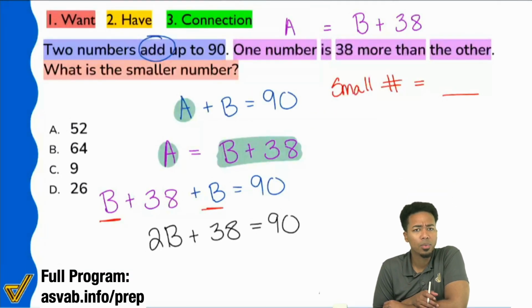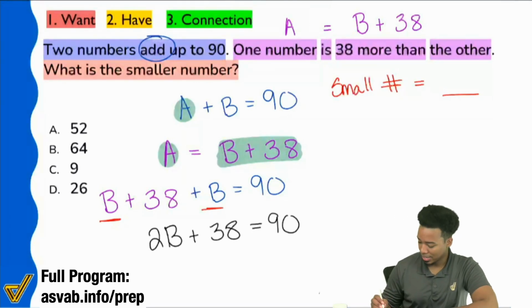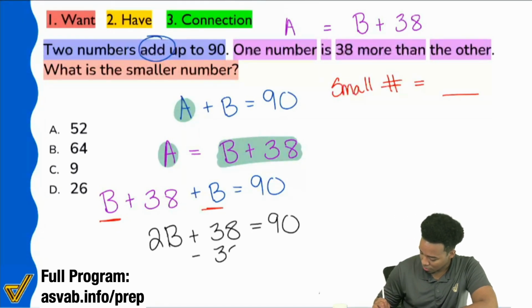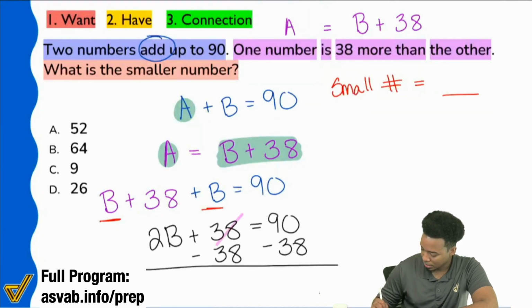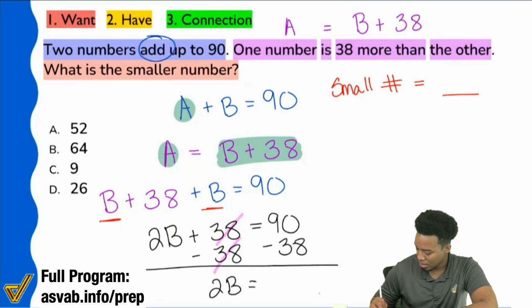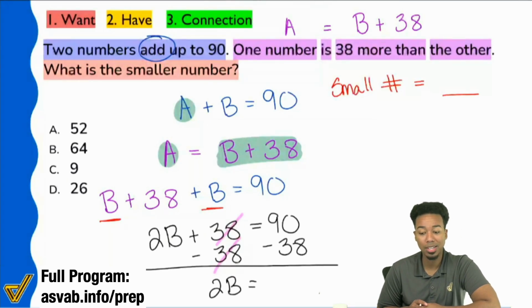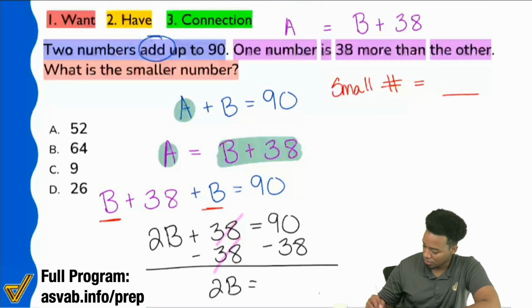What do we do now? What do we do to both sides? Who knows how to solve an equation? Who knows what we should be doing? Subtract 38 on both sides. Sounds good. So we'll subtract 38 here, subtract 38 there. Okay, that's going to cancel that out. And we're left with 2b equals what? What's 90 minus 38? That's going to be 52. Sounds good.